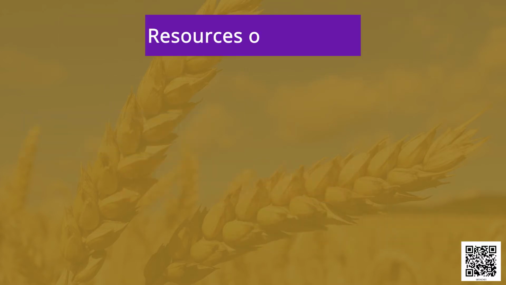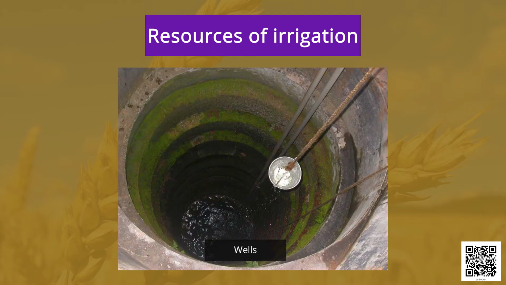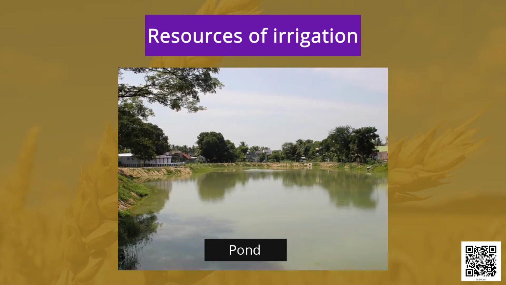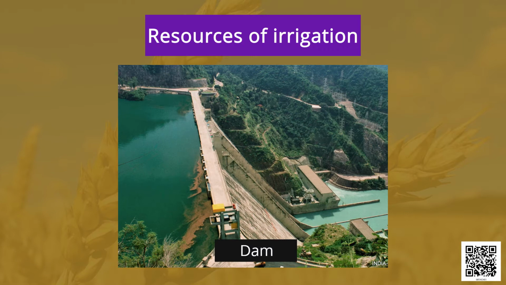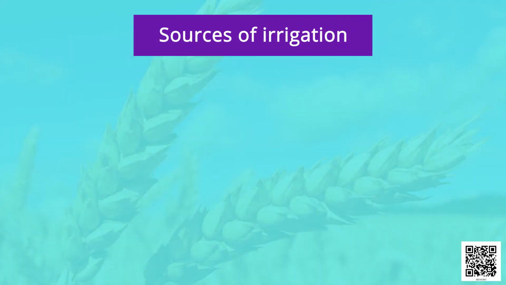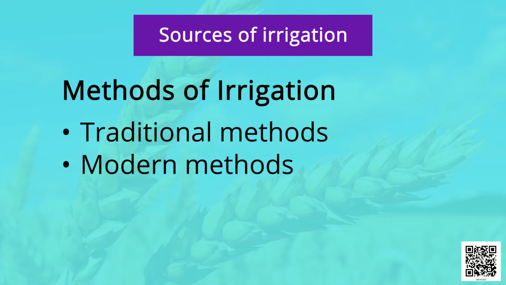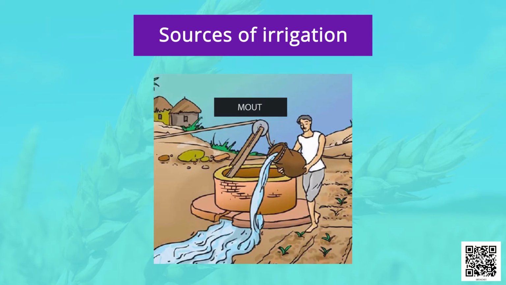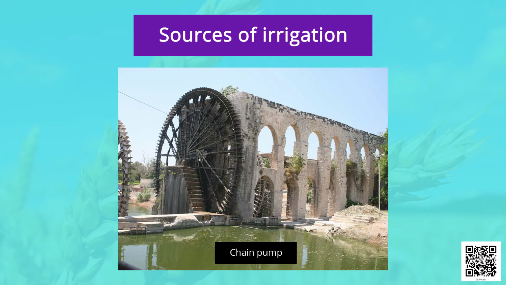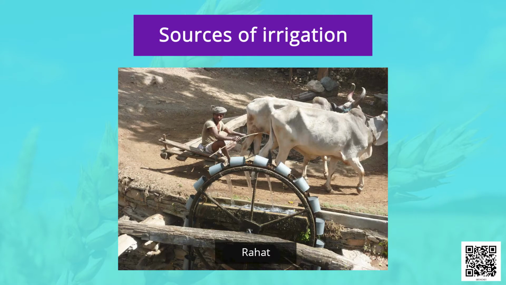Now, we shall learn about sources of irrigation. The sources of irrigation are wells, tube wells, ponds, rivers, dams, and canals. Now, how do we do irrigation? There are traditional methods and modern methods in use. Traditional methods include use of moat, means pulley system, use of chain pumps, dhekli, and rahat. Rahat is also known as lever system. Let us see the use of rahat.